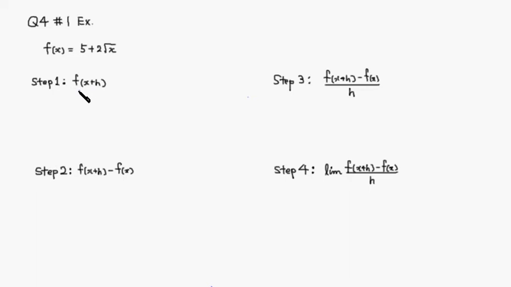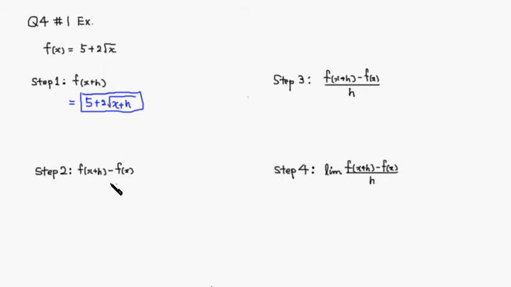Let's find f of x plus h. All you have to do is whenever you see x, we put quantity x plus h. That's easy enough. So this is going to be equal to 5 plus 2 square root of x plus h. That's step 1.